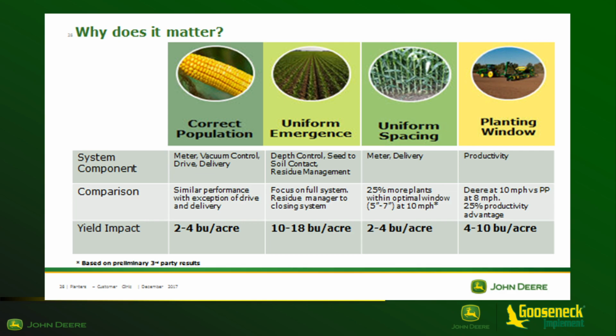So these are actually the four main areas that we're going to talk about that the planter is actually affecting, but there's other things that do affect these four categories as well. It was done by actually the University of Minnesota, and you can see the yield impact here on the bottom of these four categories: correct population, uniform emergence, uniform spacing, and planting window. Granted, those are actually off of a 200 bushel average, but you get the picture. And we'll break each one of those down next here.